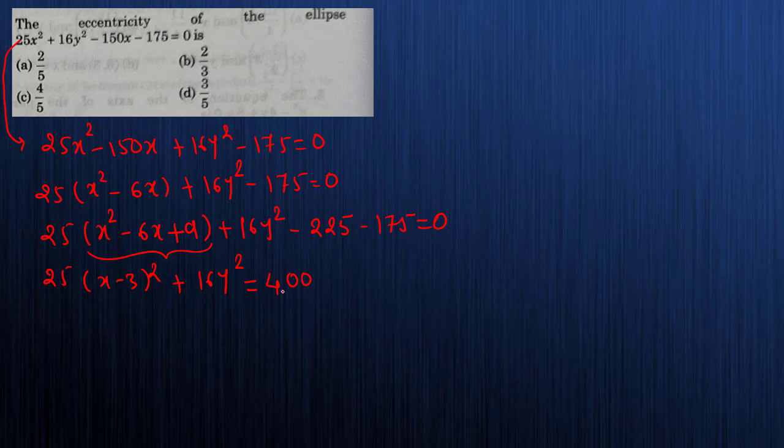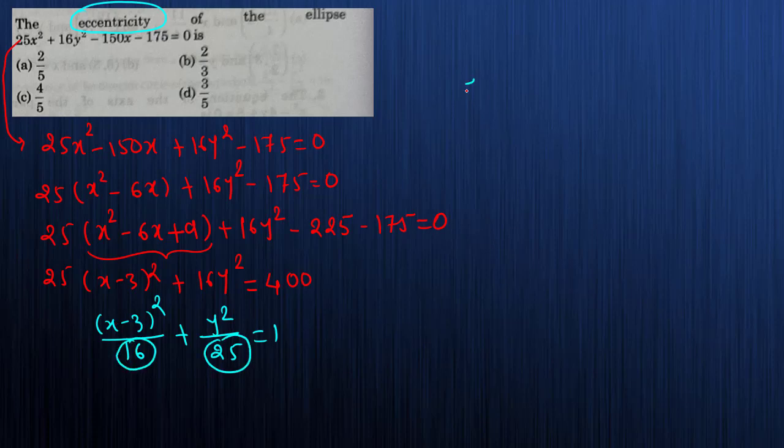So I will have (x minus 3) whole square divided by 400 by 25, that will be equal to 16, plus y square divided by 25 is equal to 1. So if you simplify you will get this. Okay, what are they asking? Eccentricity they are asking. See, this is the value of a square and this is the value of b square.